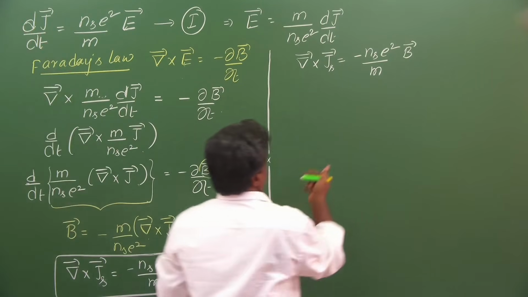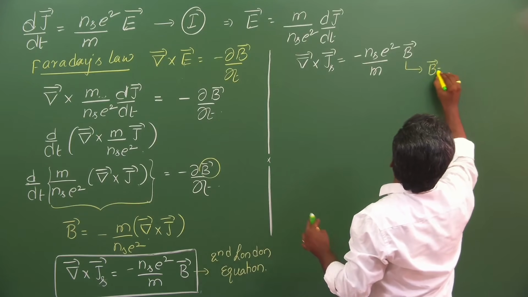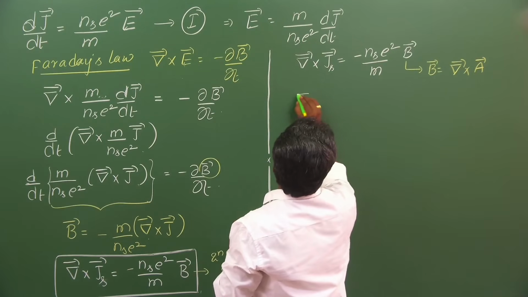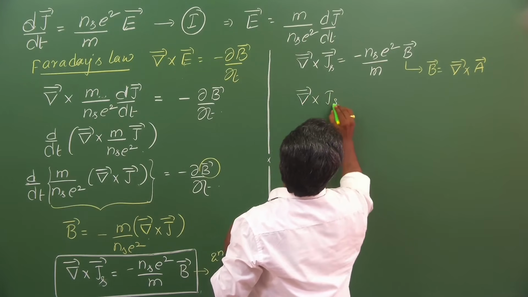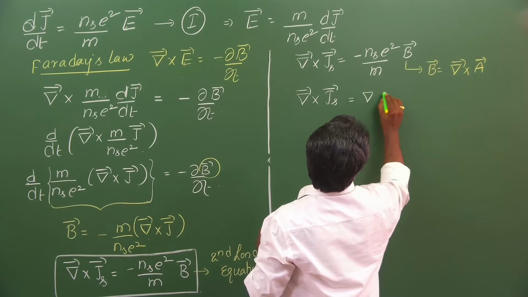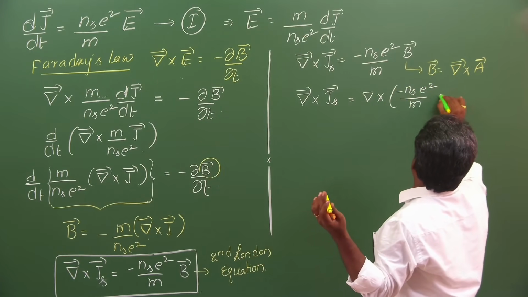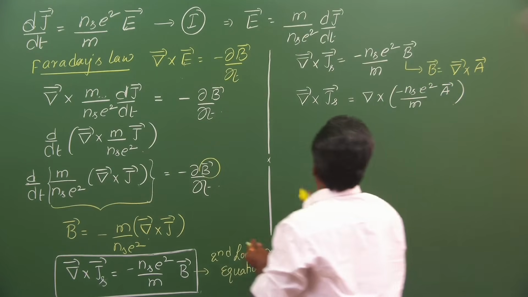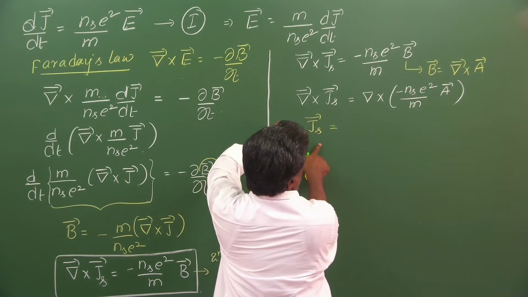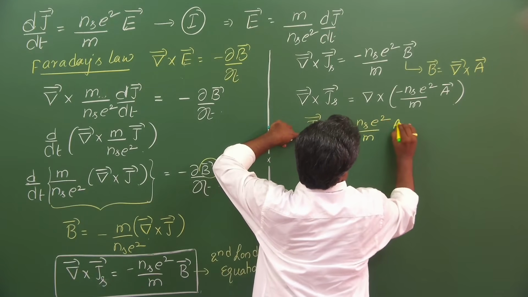At least remember. Oh sir, we know one relation. What is that, Babu? Sir, B bar equal to del bar cross A bar. Oh, super. One more relation we are getting. Js means the super electron current density. This is nothing but del bar cross minus ns e square by m into A bar. I hope you got what Js bar is. The current density of the super electrons is given by that. That's it.